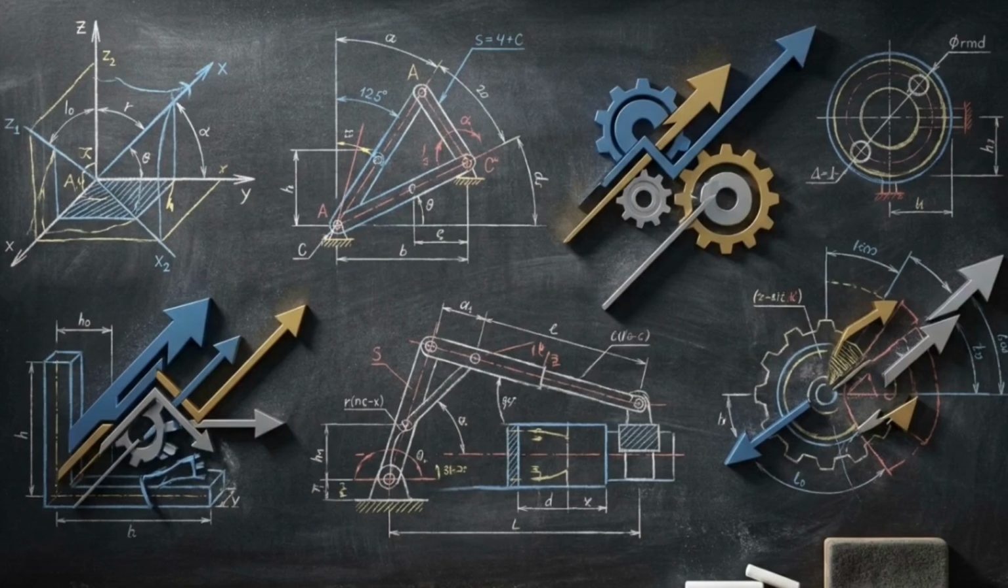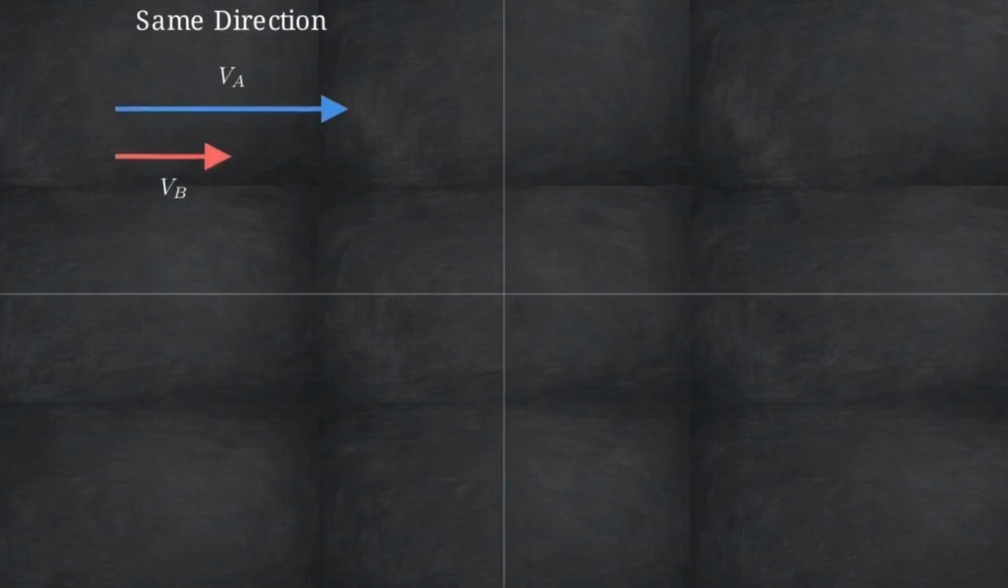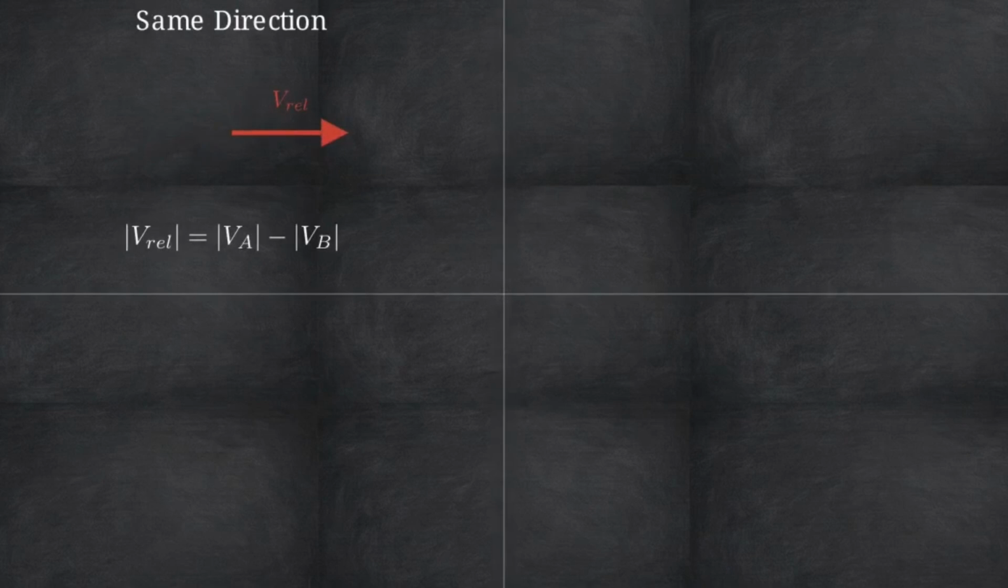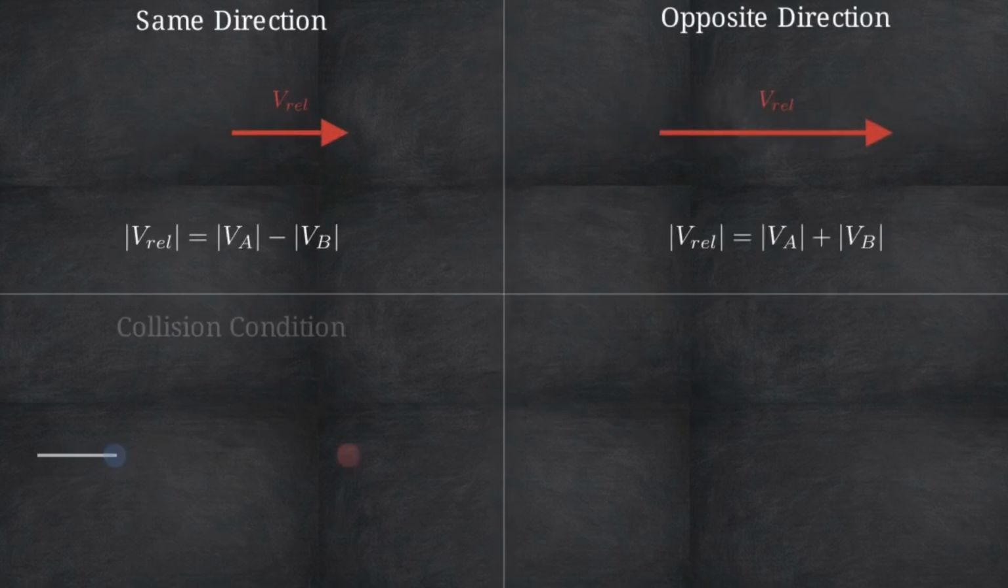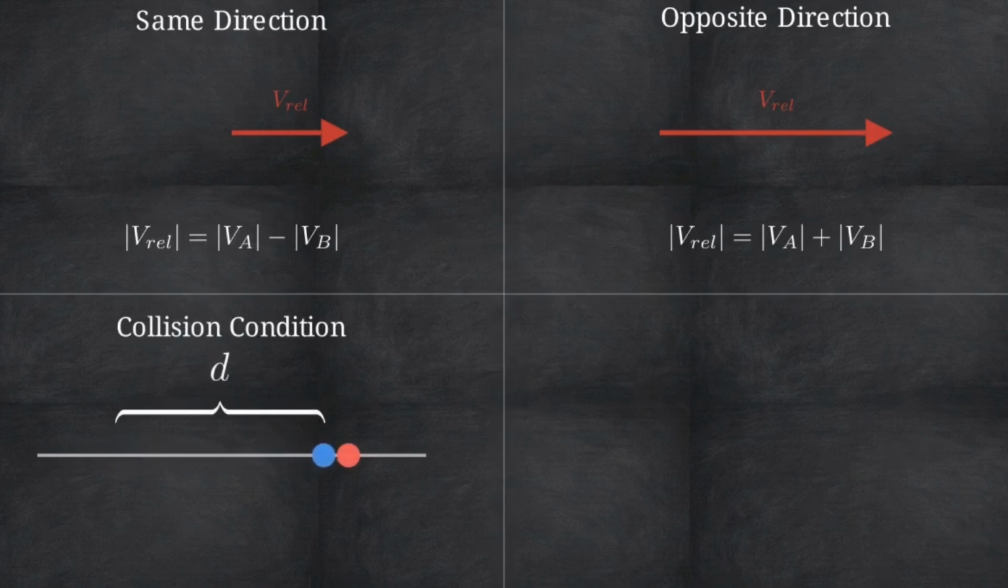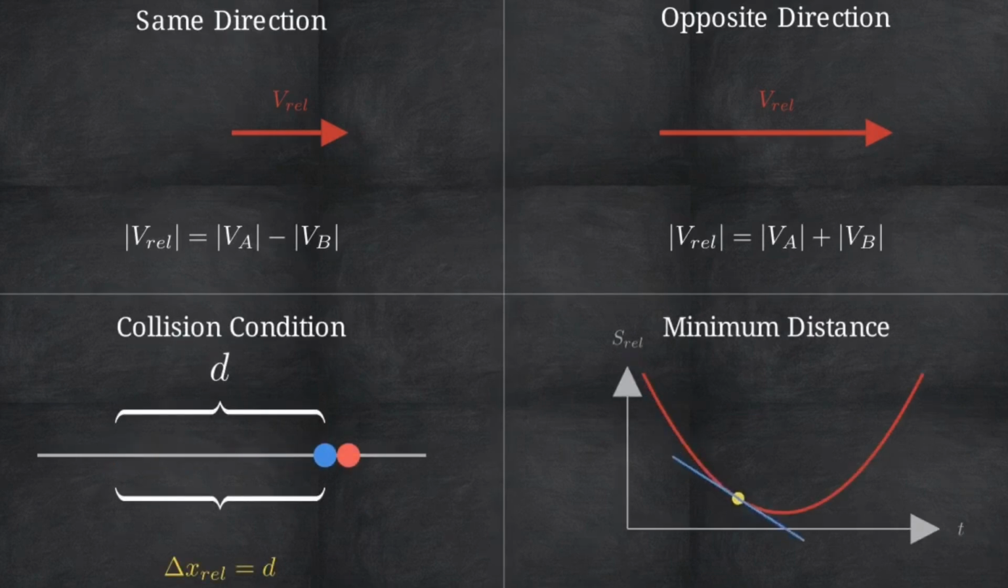Let's summarize the core rules for one-dimensional relative motion. For objects moving in the same direction, subtract their speeds. For objects moving in opposite directions, add their speeds. A collision occurs when the relative displacement equals the initial gap, and the minimum distance of approach always occurs precisely when the relative velocity hits 0.